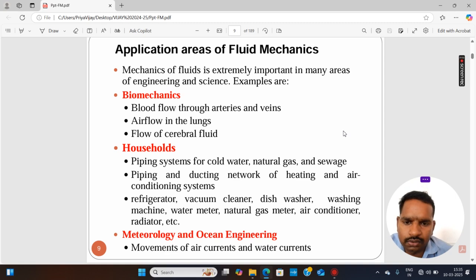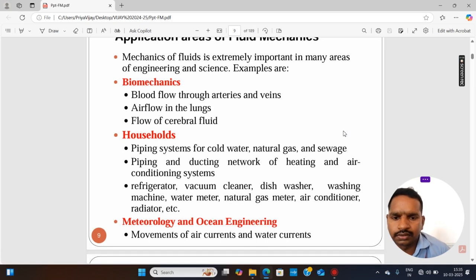The passage of air towards our body through the cells of our body is also an application of fluid mechanics. Then the household elements we use in our day-to-day life, and the piping systems for the flow of water, natural gas as well as sewage. Then the networking system: in our area, there will be one tank. From the tank, the water will be distributed over the entire area. You can see the branches of pipe which have been segregated.